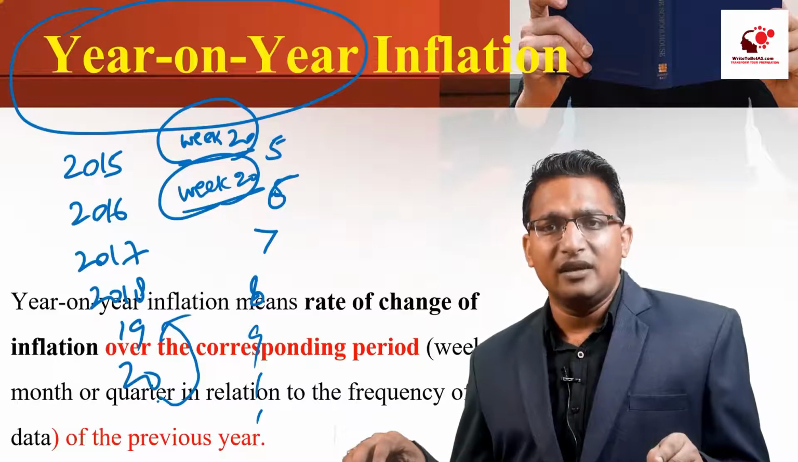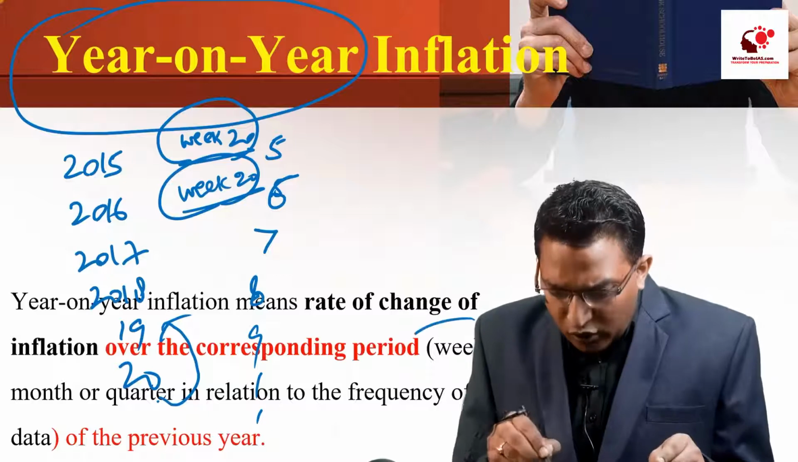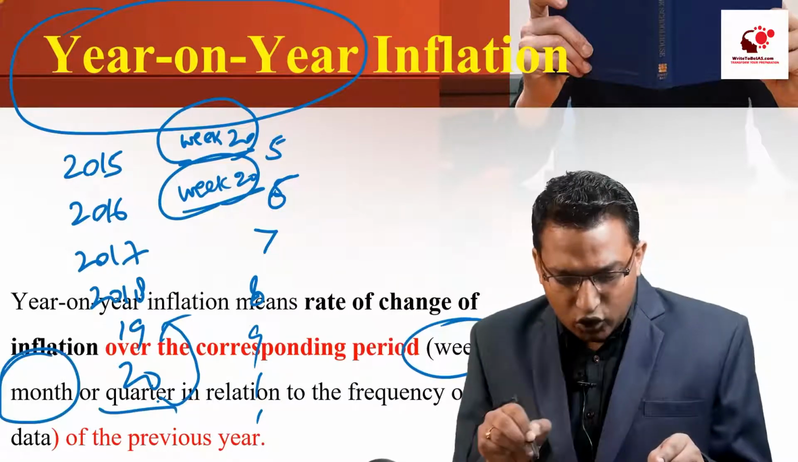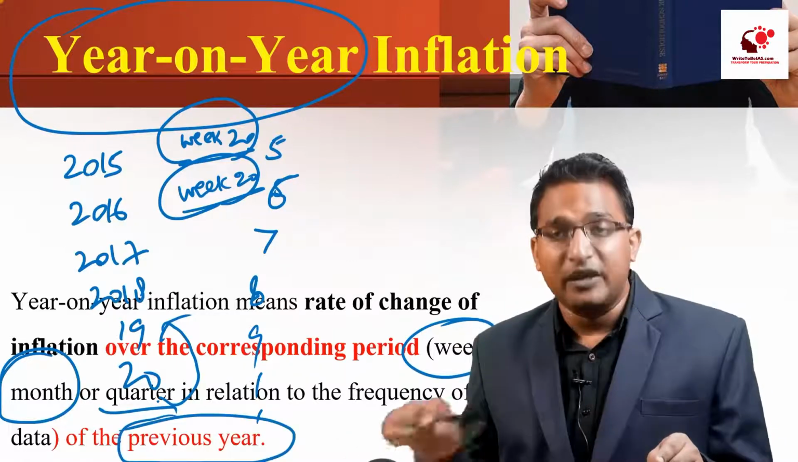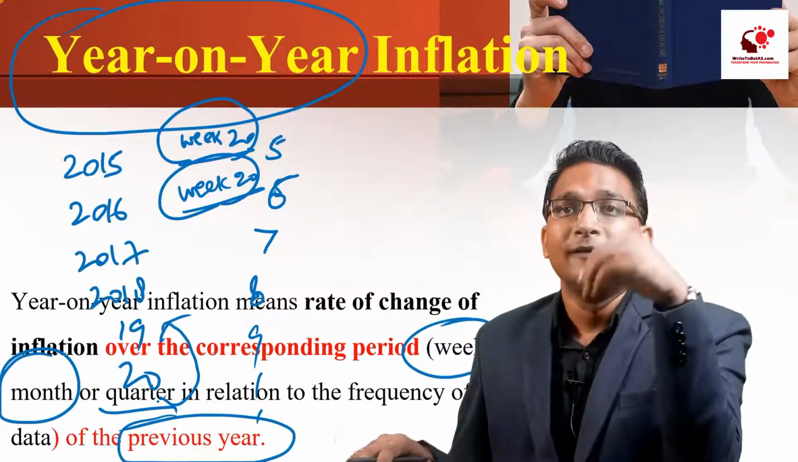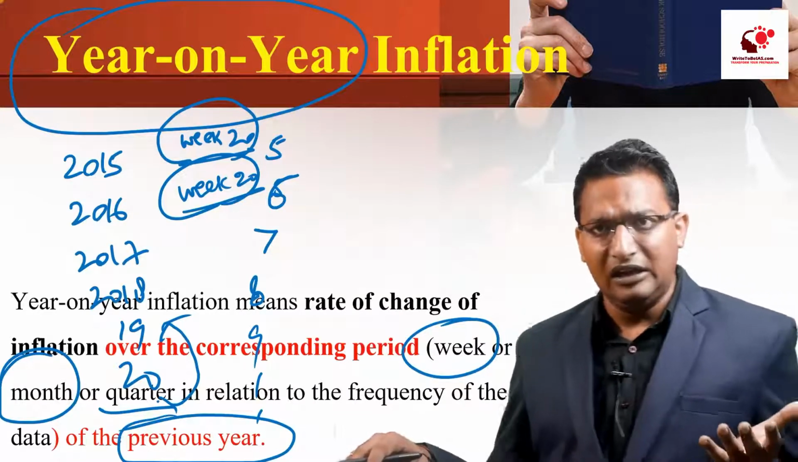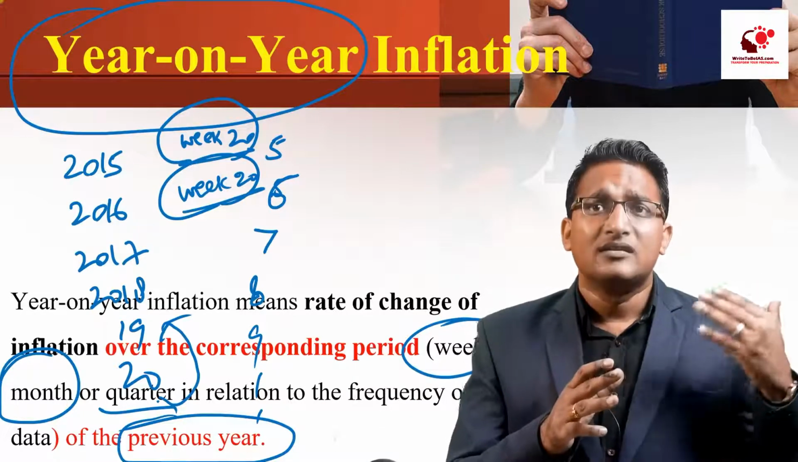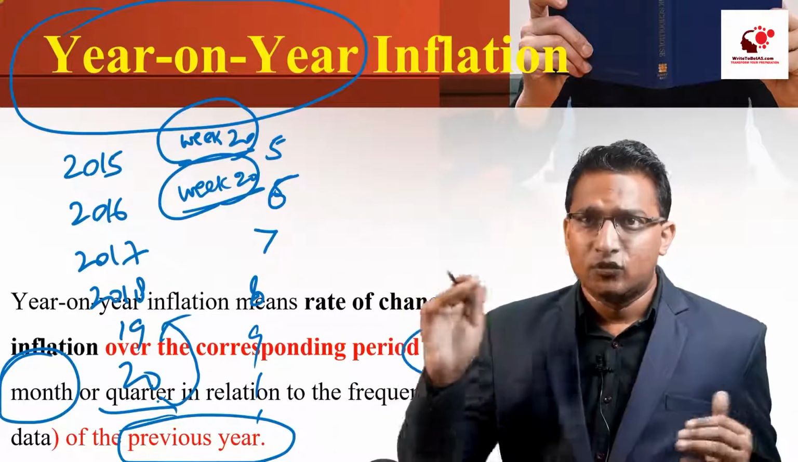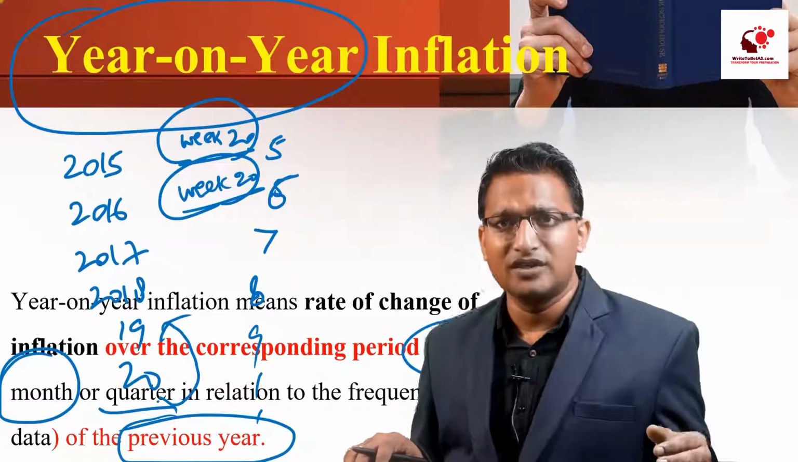So year-on-year inflation means the rate of change of prices over the corresponding period. This period can be a week, a month, or a quarter, in relation to the frequency of data of the previous year. But this should belong to the previous year, because we are calculating year-on-year. So if we are taking the average price of tea for the month of September 2018, then that will be compared with September of 2017, 2019, 2016, whatsoever. So the same month will be compared to the same month in the subsequent year. So this is called year-on-year inflation.